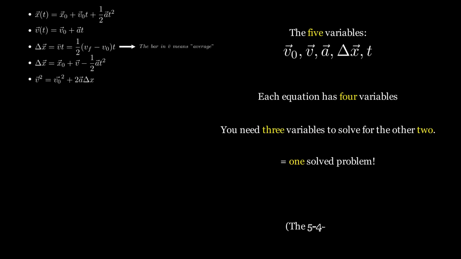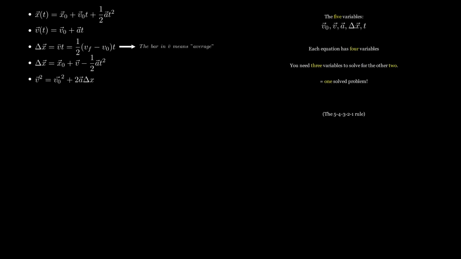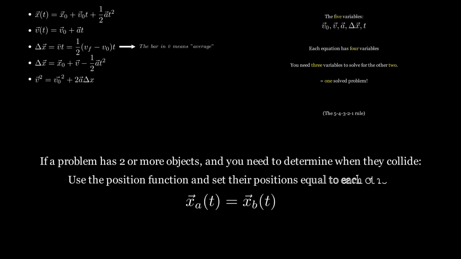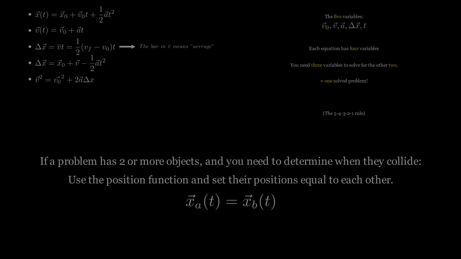One final consideration for this unit is when you're dealing with the motion of more than one object. In this case, you can set them to be on the same coordinate plane. Then, to figure out, for instance, when and where they collide, you can simply find when their positions are equal.